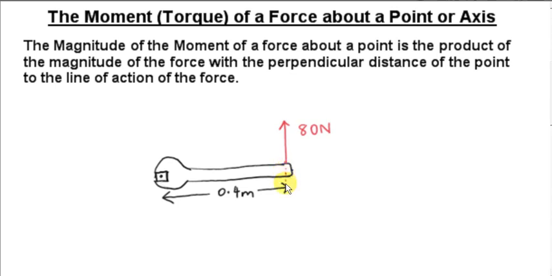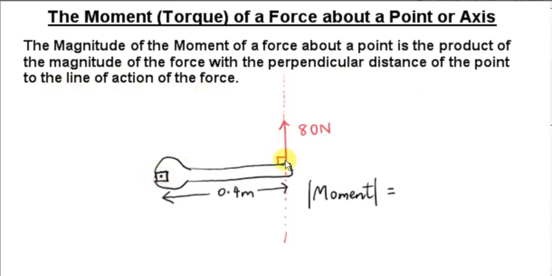So the line of action of the force is just this line here. It's the line that the vector lies on. This force vector is perpendicular to the handle of the wrench. So to get the magnitude of the moment of this force, to stress that I'm talking about the magnitude of the vector quantity, we can use these vertical lines. We get the product of the magnitude of the force with the perpendicular distance of the point to the line of action of the force.